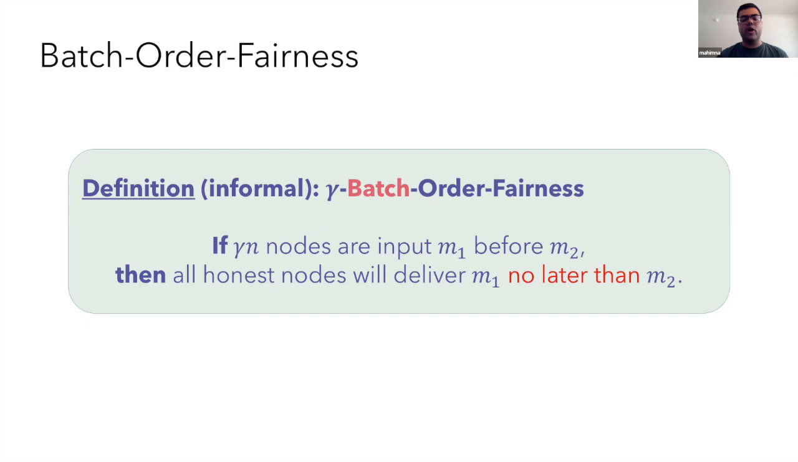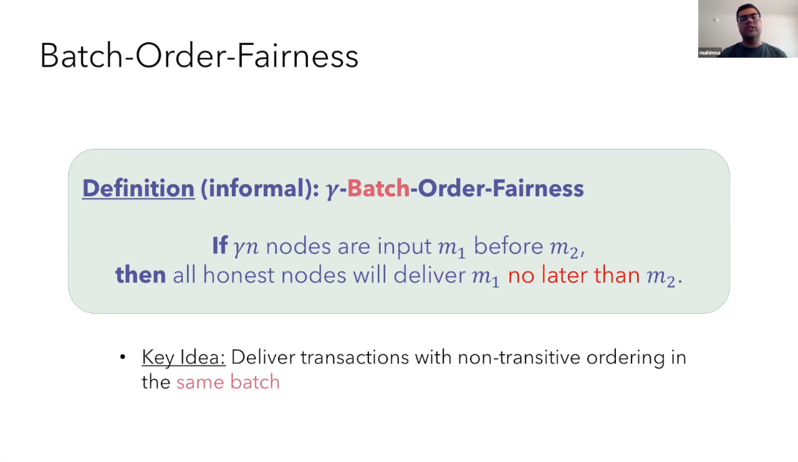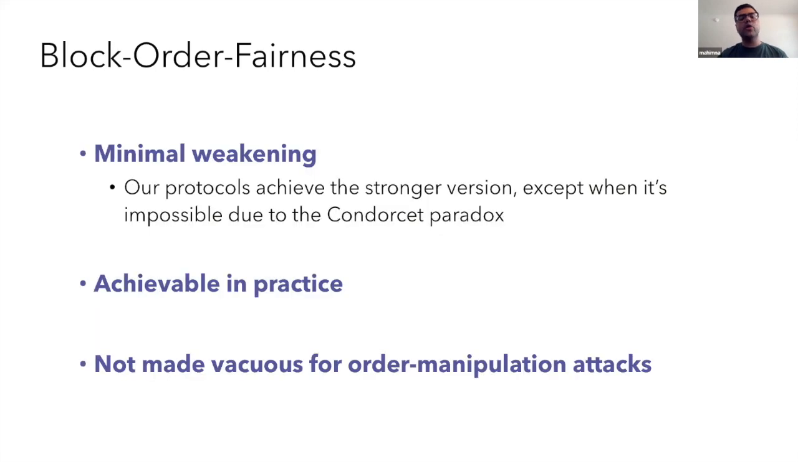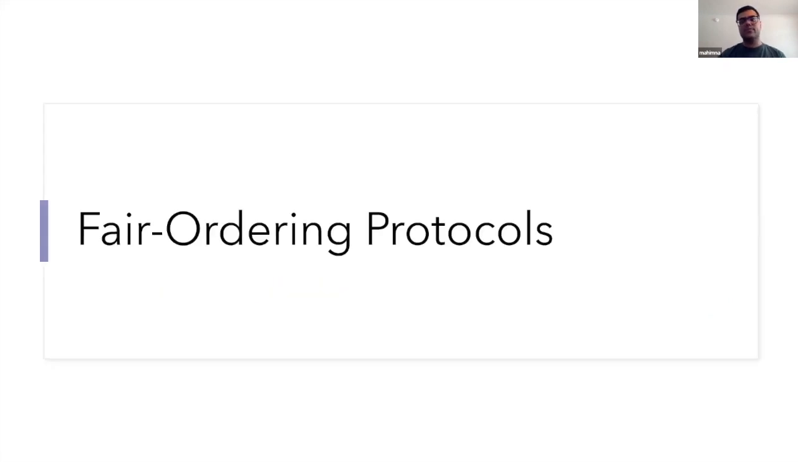And this allows us to deliver these non-transitive paradoxical orderings into the same batch. And we show that, in some sense, block or batch order fairness is a minimal relaxation of receive order fairness, especially when we talk about the Condorcet paradox. It reduces to receive order fairness when there are no paradoxical orderings. And fortunately, it is achievable in practice, and it's not made vacuous for standard order manipulation attacks.